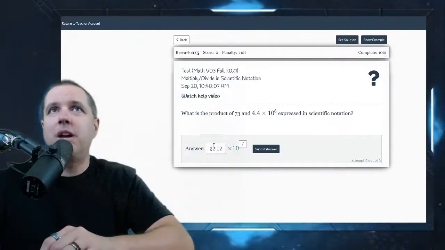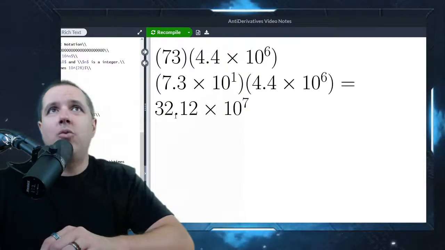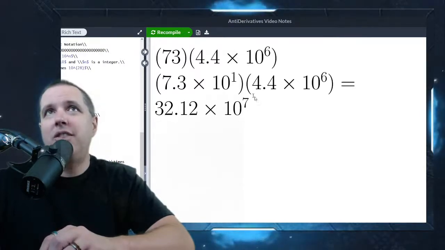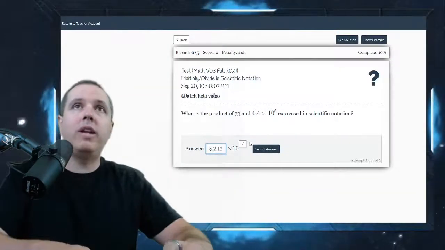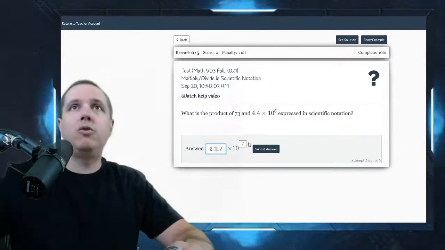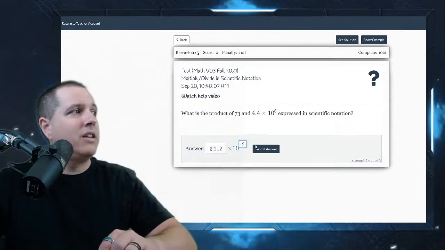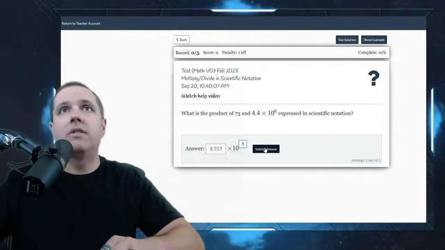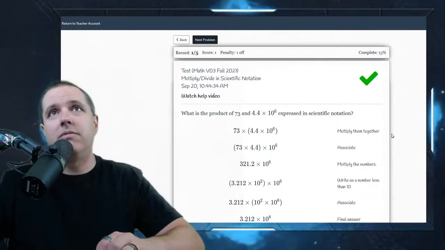Why? Because this number is not between 1 and 10. So we have to make that adjustment. Okay, I'm going to move the decimal 1 place over here. Essentially, I'm dividing this front part by 10. But to balance it, I have to multiply this part by 10. So really, we want to make this 3.212 times 10 to the 8th. This number got reduced by a power of 10. This one got multiplied by a power of 10, so it works out. Submit. There we go. Okay, see how that works?